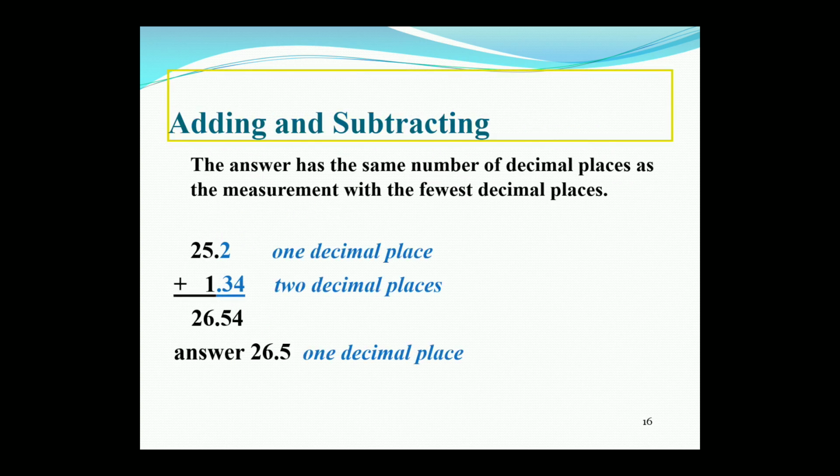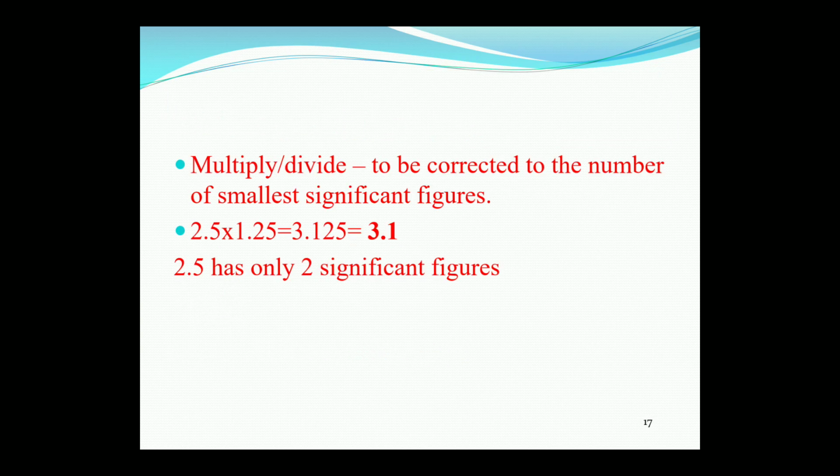The next point is about addition and subtraction. The answer has the same number of decimal places as the measurement with the fewest decimal places, that is 25.2 plus 1.34, where 25.2 has one decimal place. So we can write the figure 26.54, and the answer in one decimal place is 26.5.